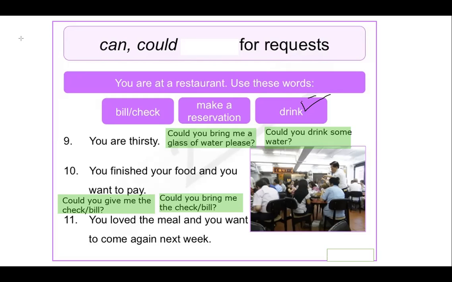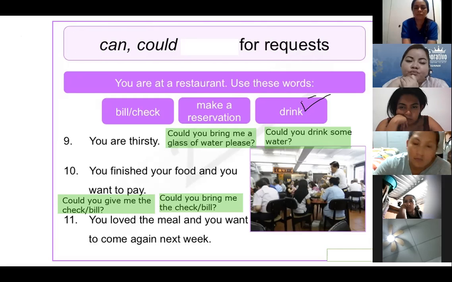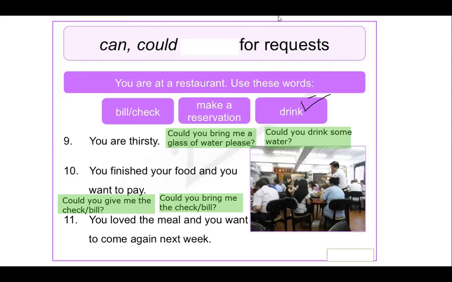How will you put it here? We have make a reservation. ¿Cómo dirían ustedes? Ya llegaron al restaurante, la comida estaba, uf, era comida peruana, ceviche. Y ustedes dijeron, wow, this is so delicious. Could you make, can you make a reservation for next week?